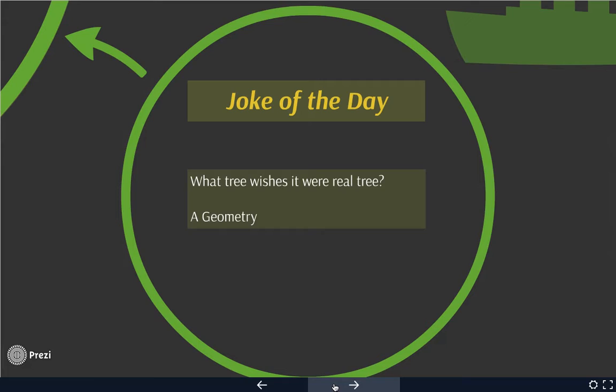All right, our joke of the day: what tree wishes it were real, and it's a geometry. That's from Jace.